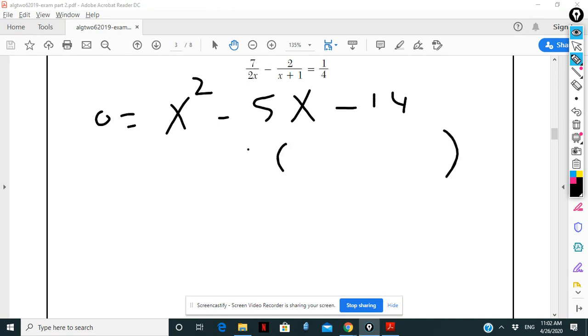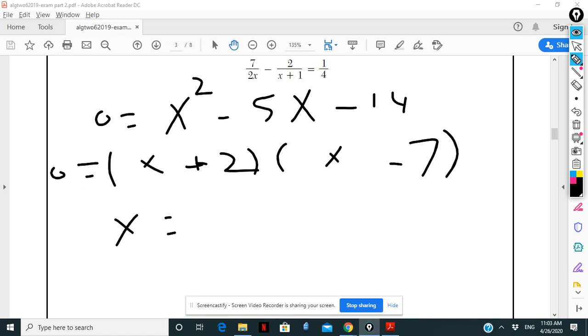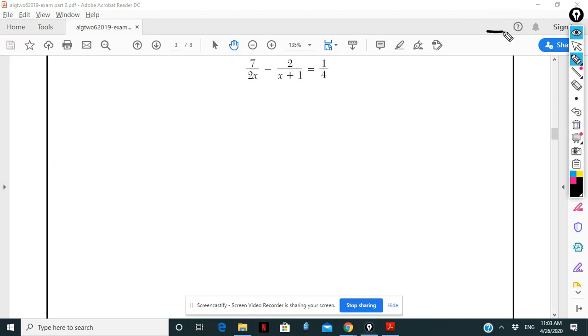So the 14 is 7 times 2. 7 is going to take the negative because of negative 5. And here x equal to 0. So x equal to negative 2 and x equal to 7. Okay, and you can check your answer for negative 2 and 7. Now I'm going to check for negative 2.